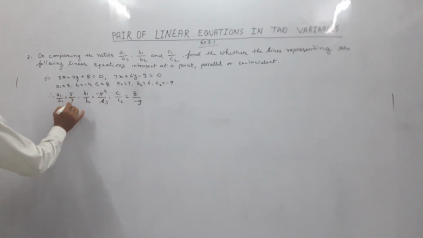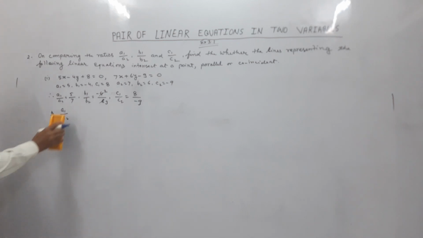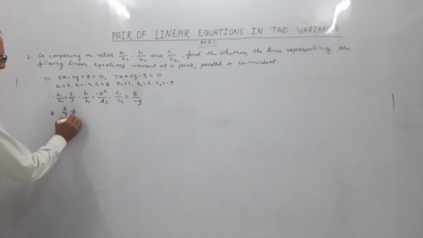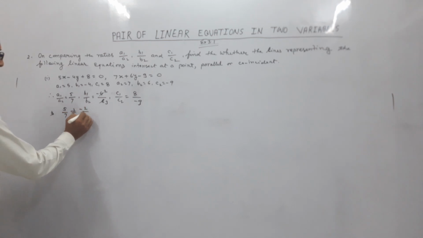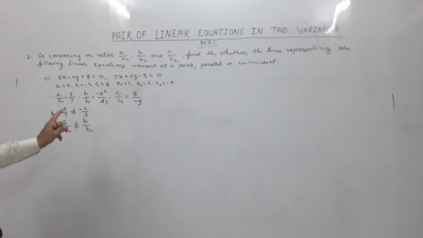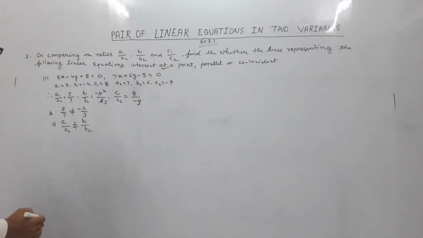So now 5 by 7 does not equal to 2 by 3. Okay, so then implies, you can write in this way also, 5 upon 7 does not equal to minus 2 upon 3, then implies A1 by A2 does not equal to B1 by B2. This means this is the example of unique solution, means intersect at a point.